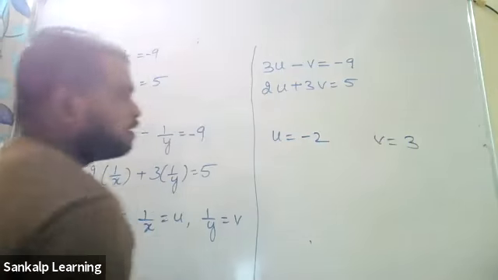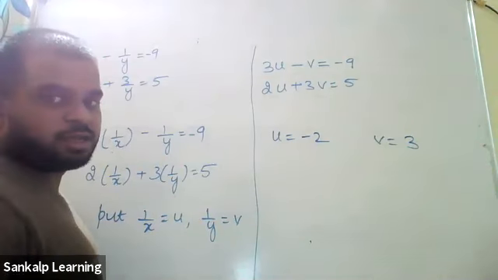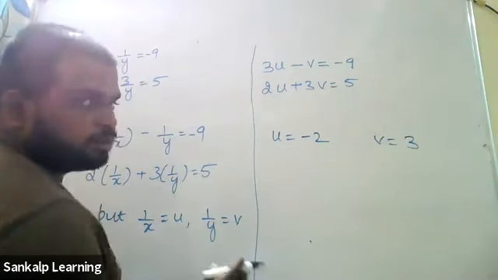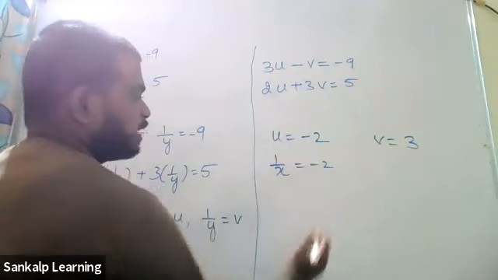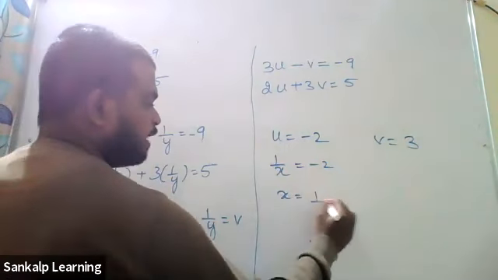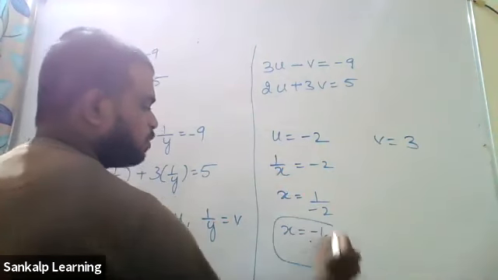Yeah, that's correct. U value you should get as minus 2 and v value you should get as 3. We have to find x and y using this. What is u? u is nothing but 1 by x. 1 by x is minus 2. Therefore, x is equal to 1 divided by minus 2, which is minus 1 by 2.